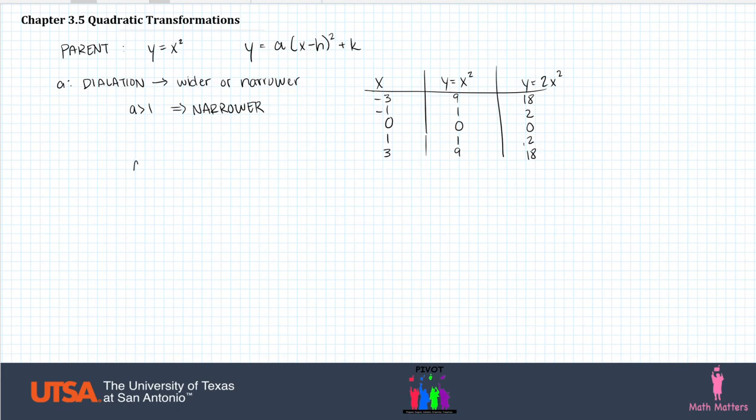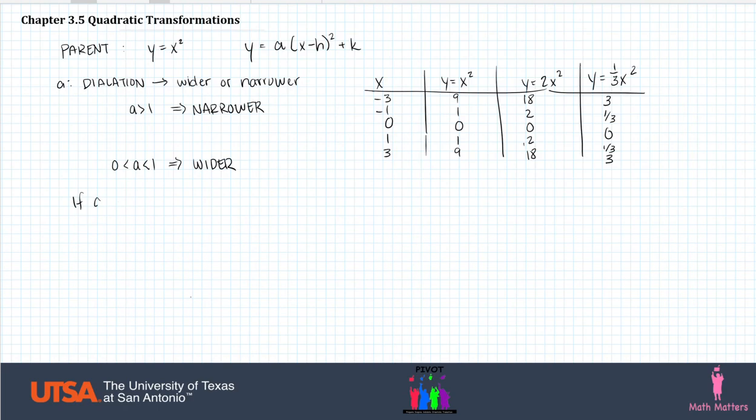Then if a is less than 1 or greater than 0, meaning it's a fraction, then the quadratic function is going to be wider. Let's extend our table over here and say y equals, let's say, 1/3 x squared. So if we take the x squared value and just divide them by 3, then we get 3, 1/3, 0, 1/3, and 3. So this graph is going to look wider and more flat.